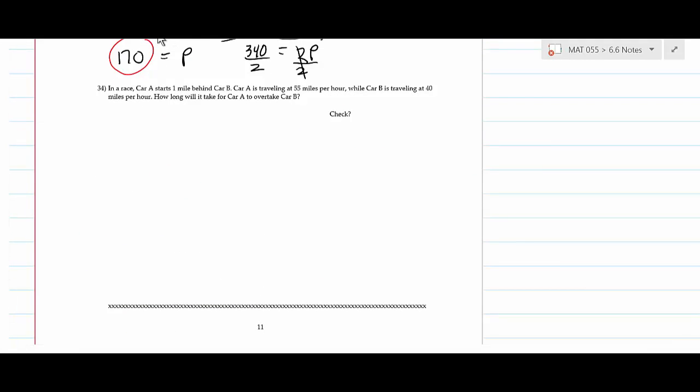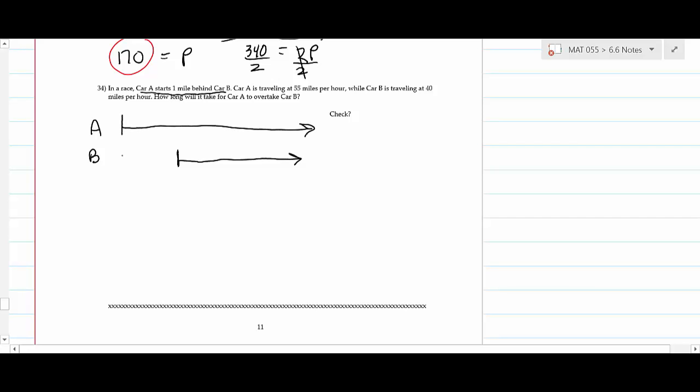Now let's see. This one is a little bit different. Now this one says you have car A. I'm going to have you maybe draw a picture on this. This is a race. So car A starts 1 mile behind car B. So let's say here's car B and it's going this way. And then car A is starting 1 mile behind. So I'm going to put a little picture to myself that, okay, that is 1 mile extra. So car A has a distance that's 1 mile bigger. That's what you're going to get out of that part of the problem.